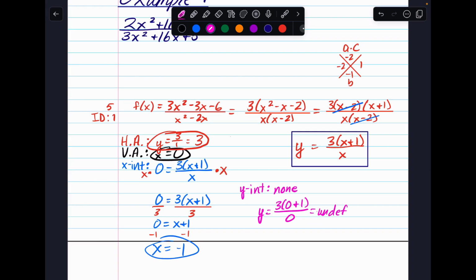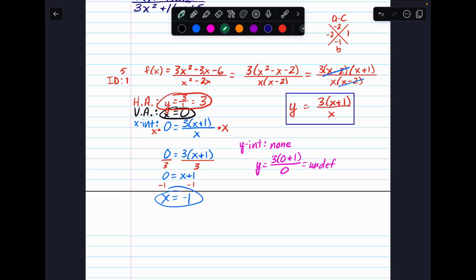Now we're going to move on to the last thing. We're going to look at whether or not there's a hole. And in this case, there is one. The hole is found by seeing what we simplified. What x value did we cancel out? We canceled out an x minus 2. So we're going to set x minus 2 equal to 0 to find the x value. Add 2, x equals 2.